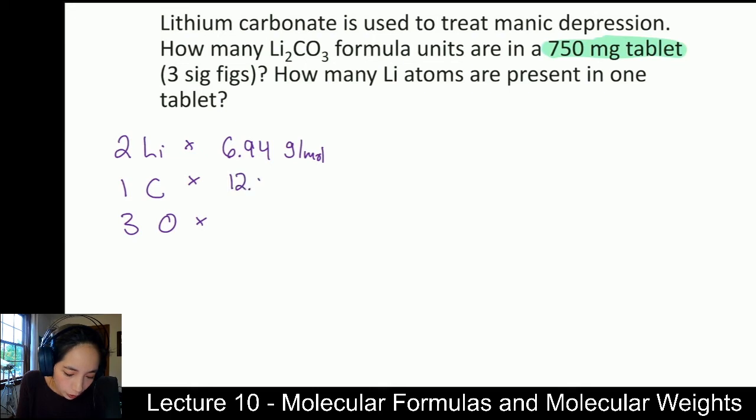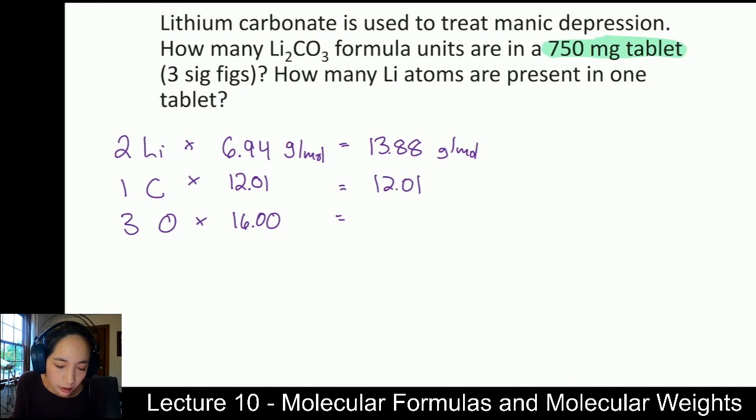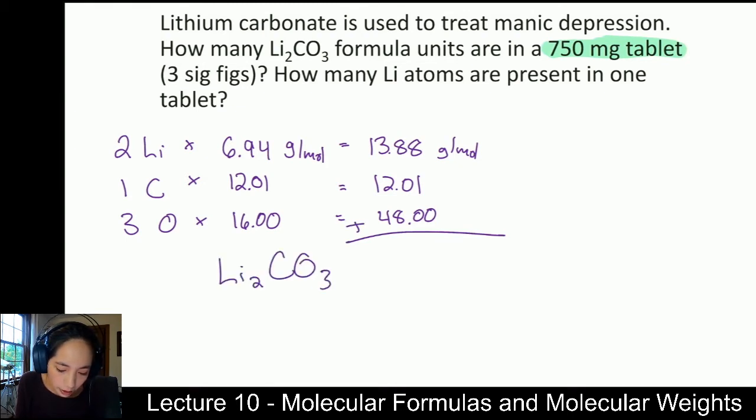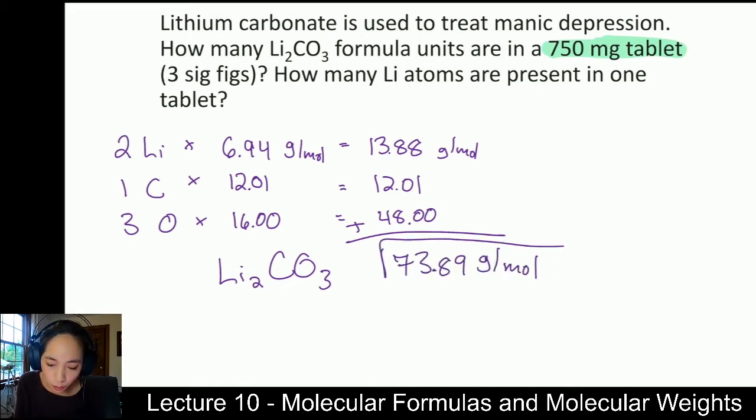Carbon is 12.01, and oxygen is 16.00. I'll just show all my work here. You see that all the lithiums added up is 13.88 grams per mole. We have 12.01, and we have 48. If we add that up, we get the complete molar mass of lithium carbonate, and that is 73.89 grams per mole.